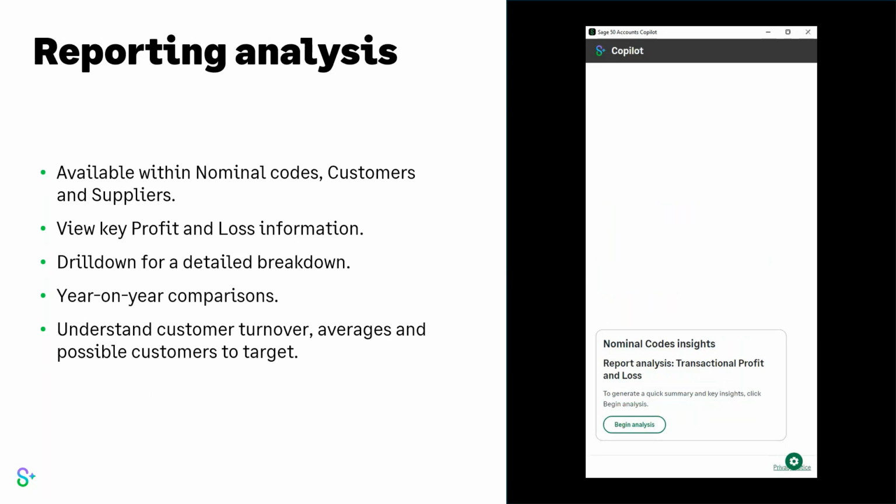And then the final one to quickly mention is reporting analysis. Now, primarily this is available within nominal codes, but I suppose reporting is available just about throughout the software. The one within nominal codes enables you to view key profit and loss information. Again, you'll be able to drill down on that one, do your year-on-year comparisons, etc. Now, we do have an extra detailed analysis bit in there now, which I'm going to come on to a little bit later on in the session.